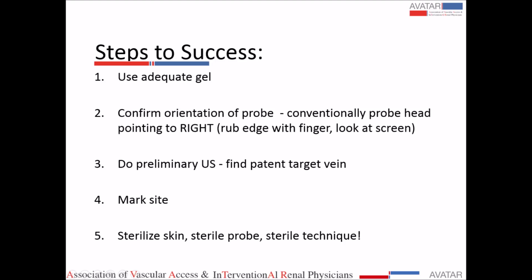And the steps to success: you should use adequate gel. You should confirm the orientation of the probe. Conventionally, it should be pointing towards the right side. We should do a preliminary ultrasound to find the patency of the vein, mark the sites, and use sterile technique.